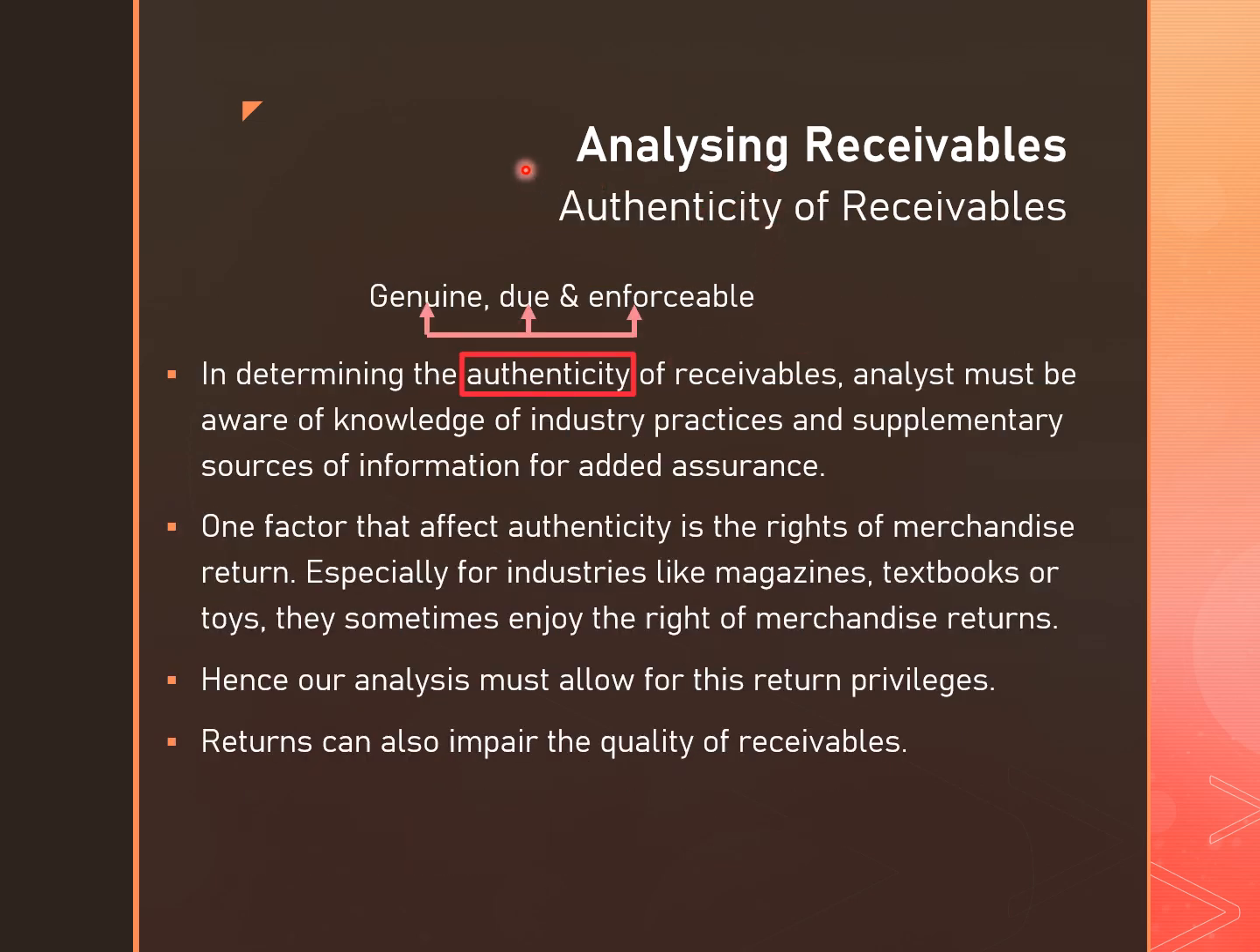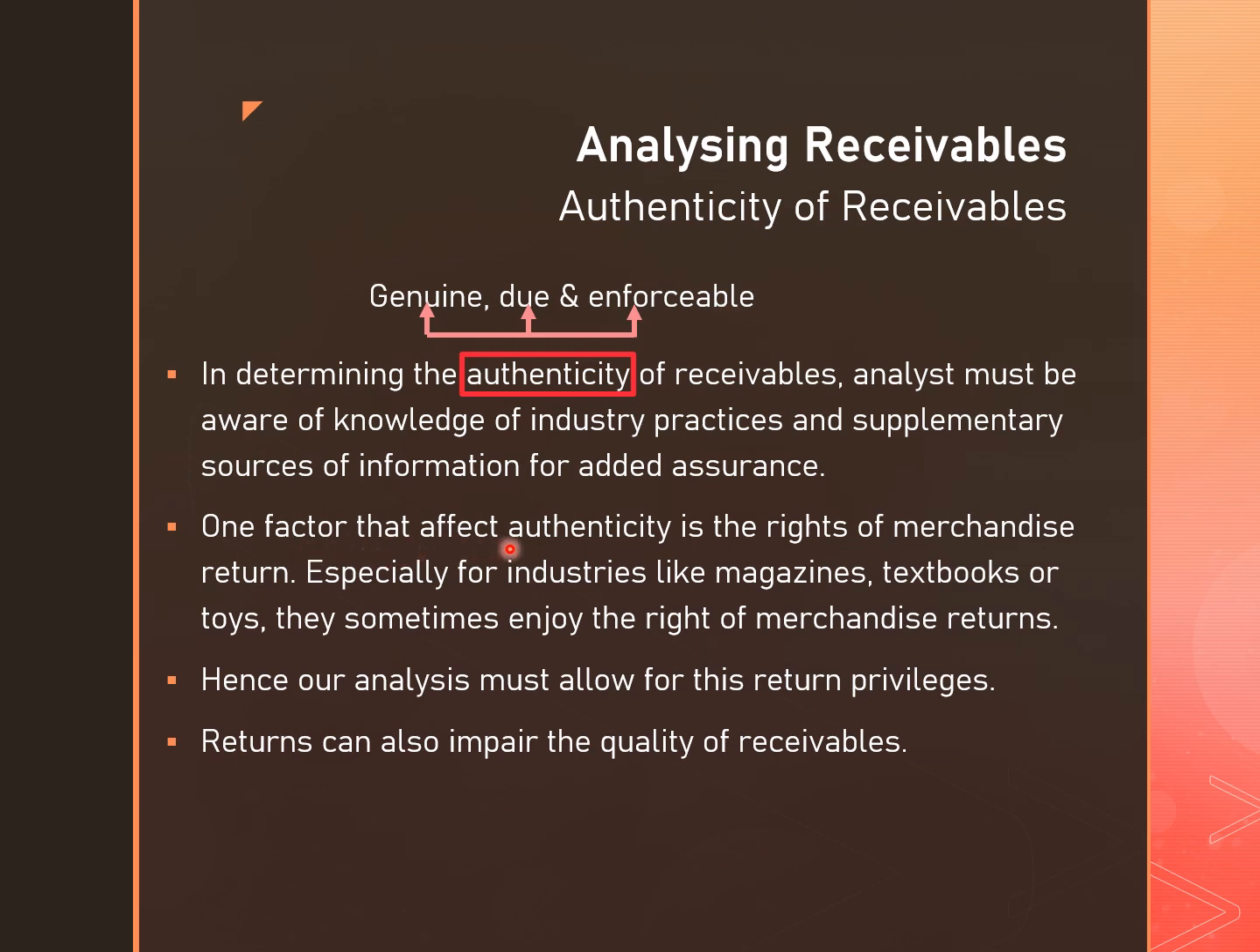Alright, next adalah the analyzing receivable in term of authenticity of receivable. Untuk determine sama ada receivable tu authentic, maksudnya betul, sahih ataupun tidak, you kena aware of the knowledge of the industry practice and supplementary sources of information for added assurance. So apa maksud authentic? Dia lah genuine, maksudnya sahih, due, bila dia punya due, and enforceable, kita layak nak enforce dia. Maksudnya kita berhak untuk get the receivables amount.